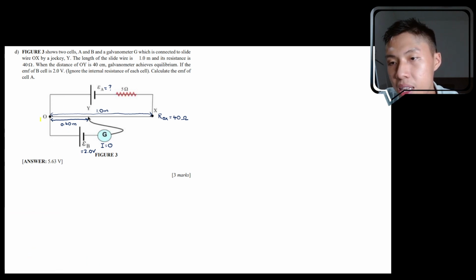So when that is the case, the potential difference across this slide wire from here to here will be equal to the potential difference across this path over here. I should use a different pen actually. Let me use another different pen.